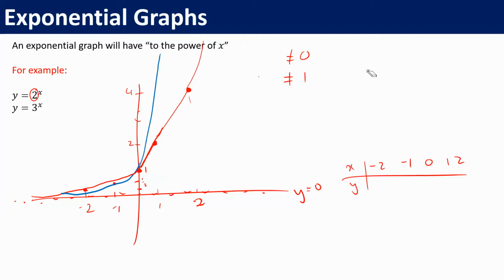Can I have negative 2 to the power of x? Yes. Let's try that. If I have negative 2 to the power of negative 2, this will now become 1 over negative 2 squared. Now, what's 1 over negative 2 squared? 4. So this is still a quarter. That's good. What about the next one? Negative 2 to the power of negative 1. This is the same thing as writing 1 over negative 2 to the power of 1. This is negative half.